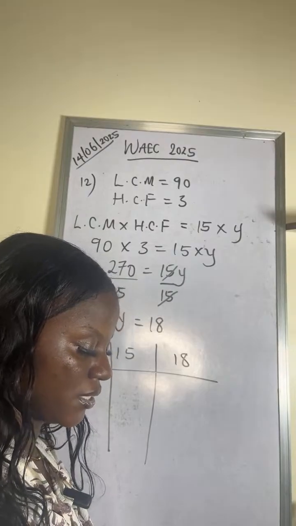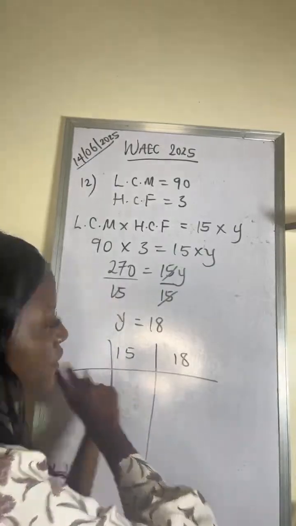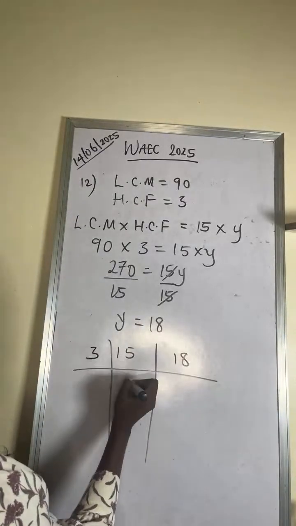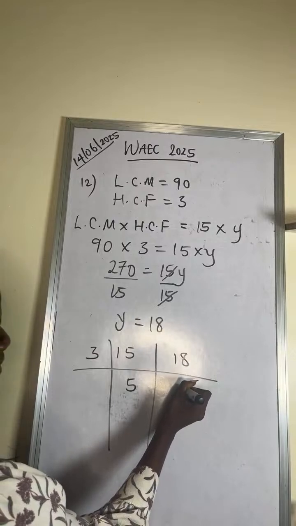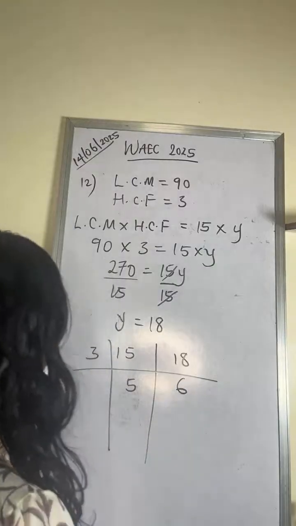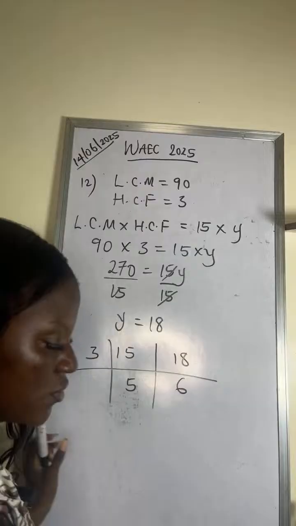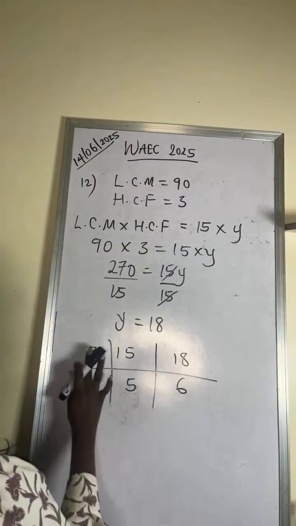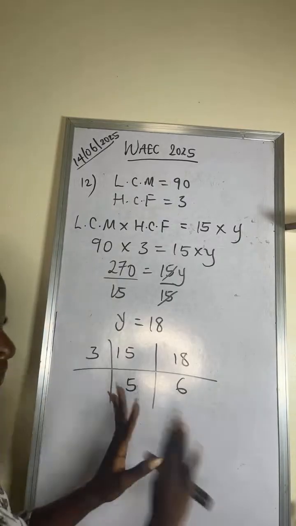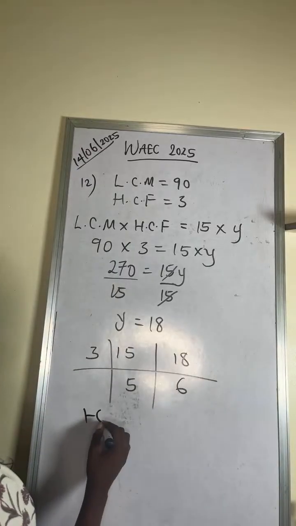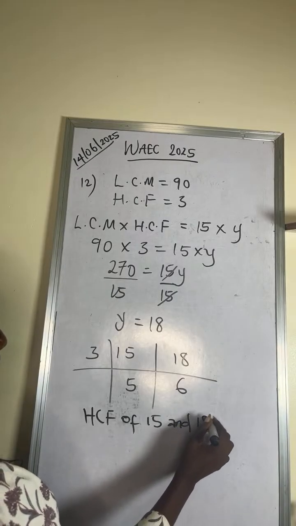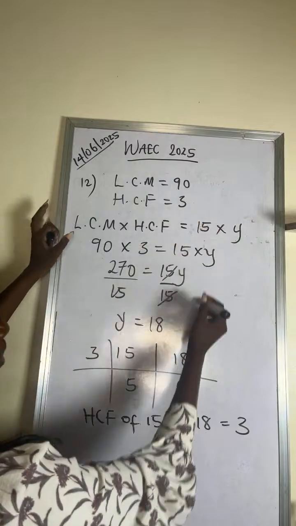So highest common factor is the highest value that can go in both numbers simultaneously. So it's 3. 3 in 15 is 5. 3 in 18 is 8 or 9? No, not 9. It's 6. 2 in 18 is 9. So 3 in 18 is 6, right? 3 in 15 is 5. So there's no number, because 5 is a prime number, that can go in both at the same time. So the HCF of 15 and 18 is 3.